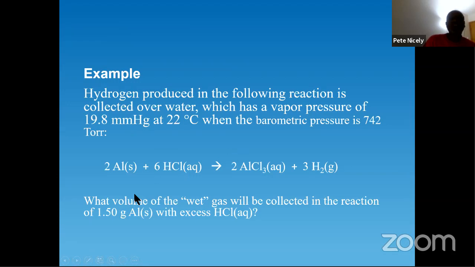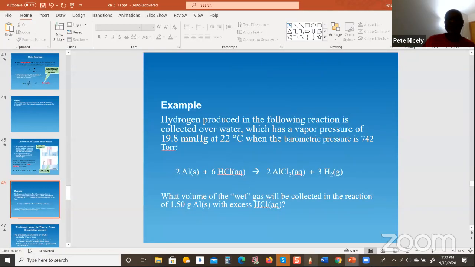So how do we calculate this? All right, so let me get out of this here and go to my writing pad.